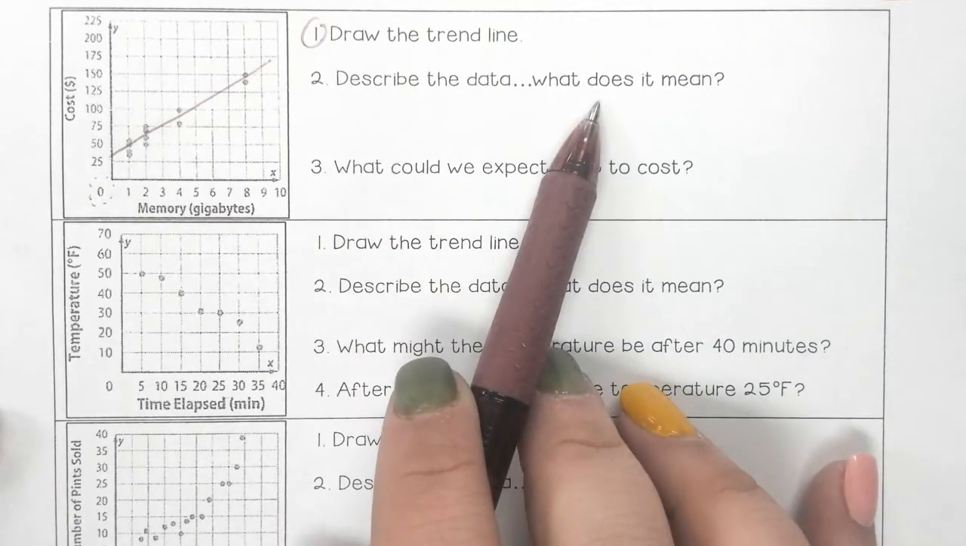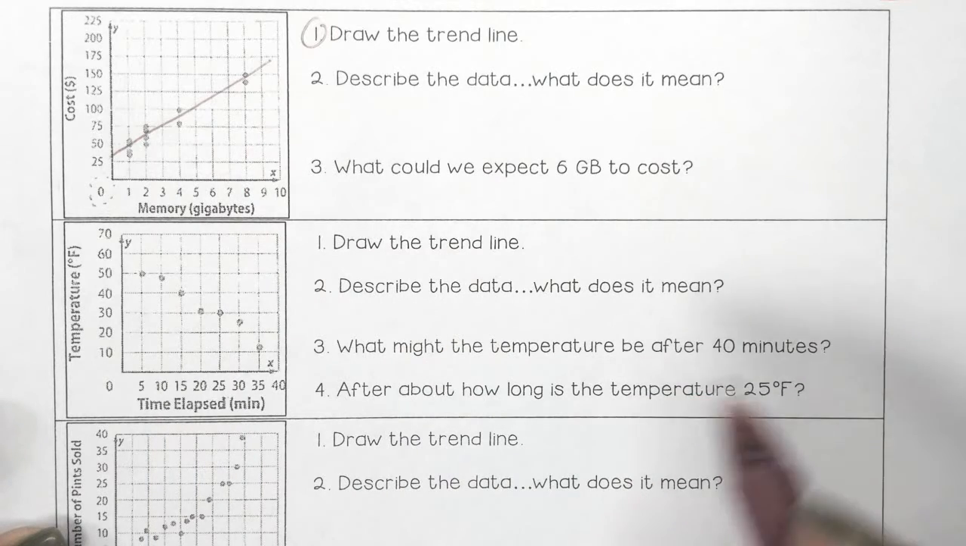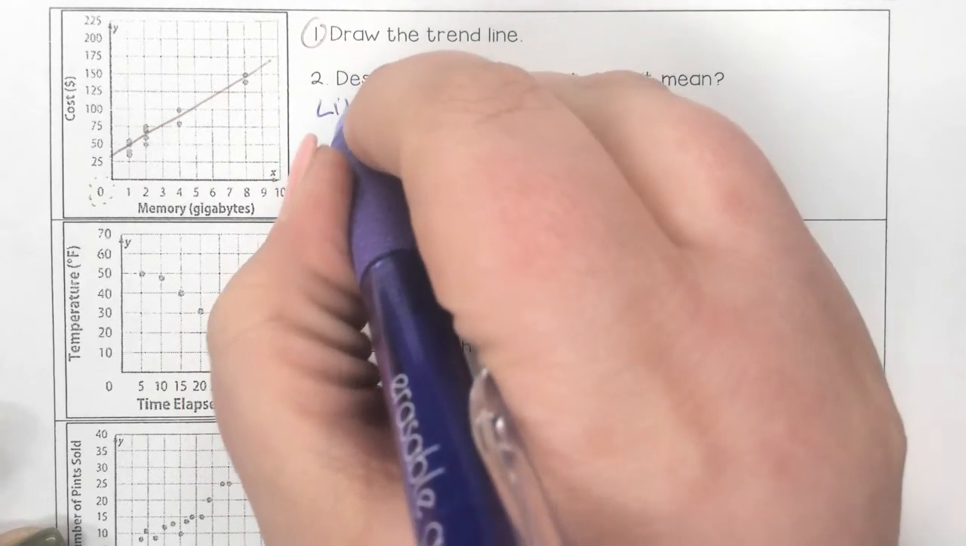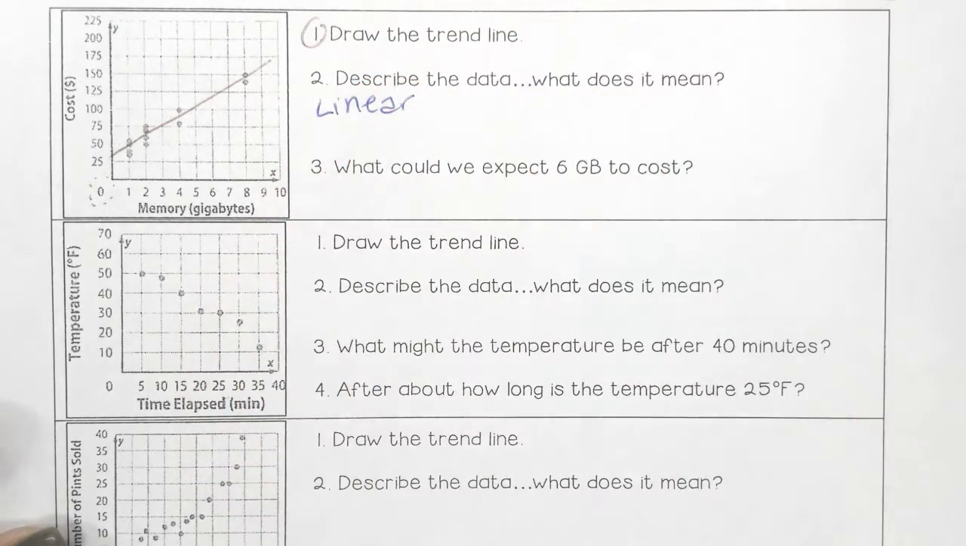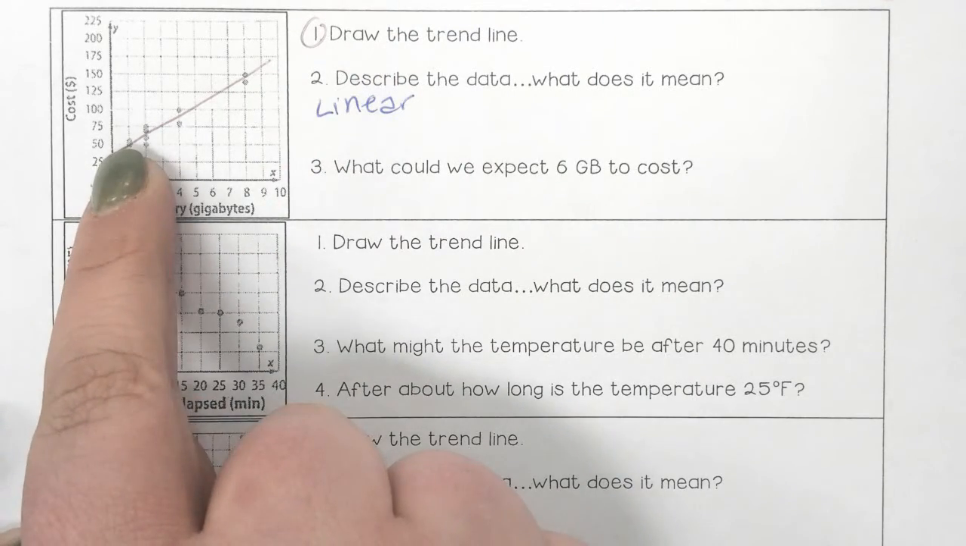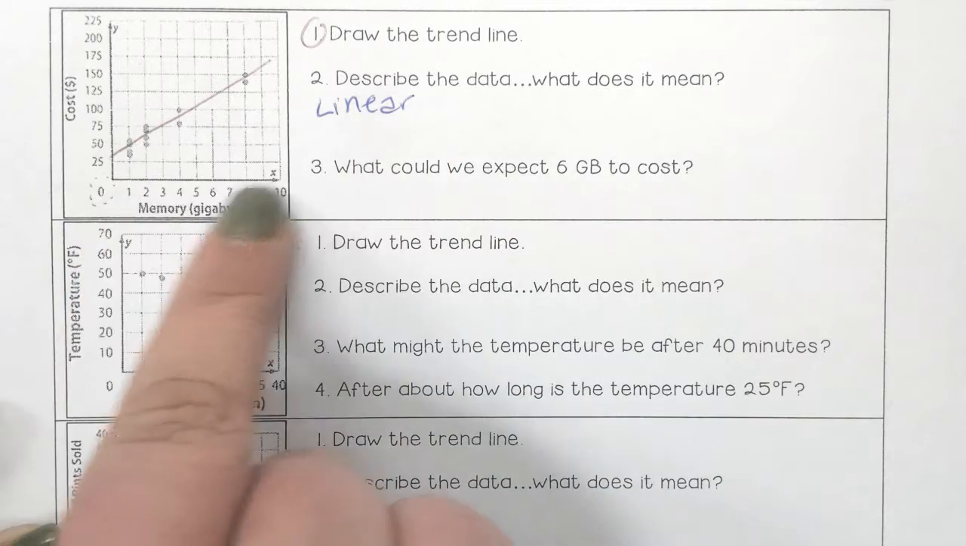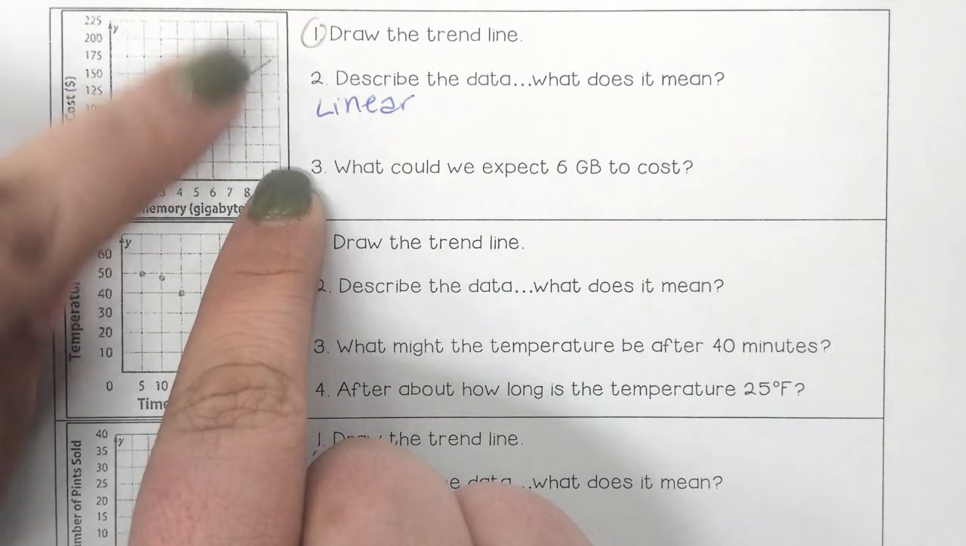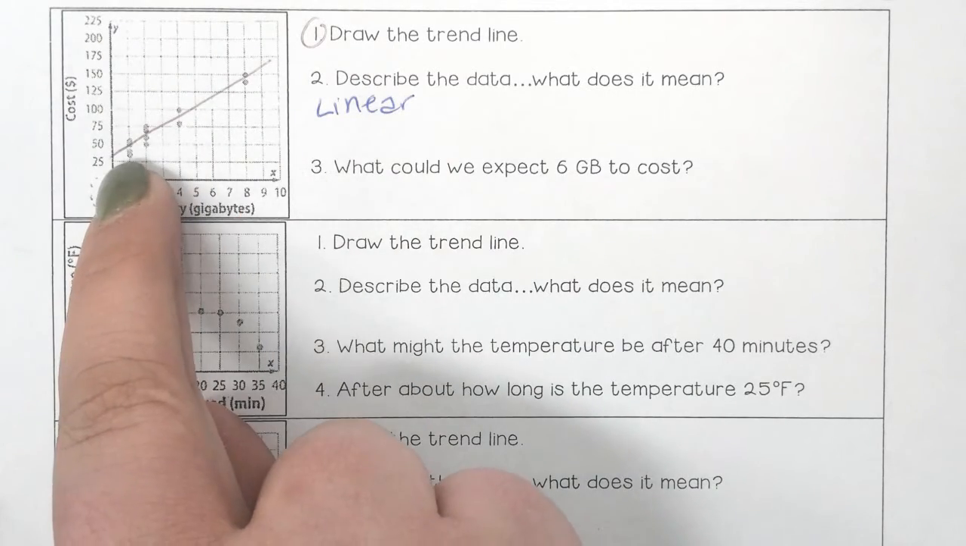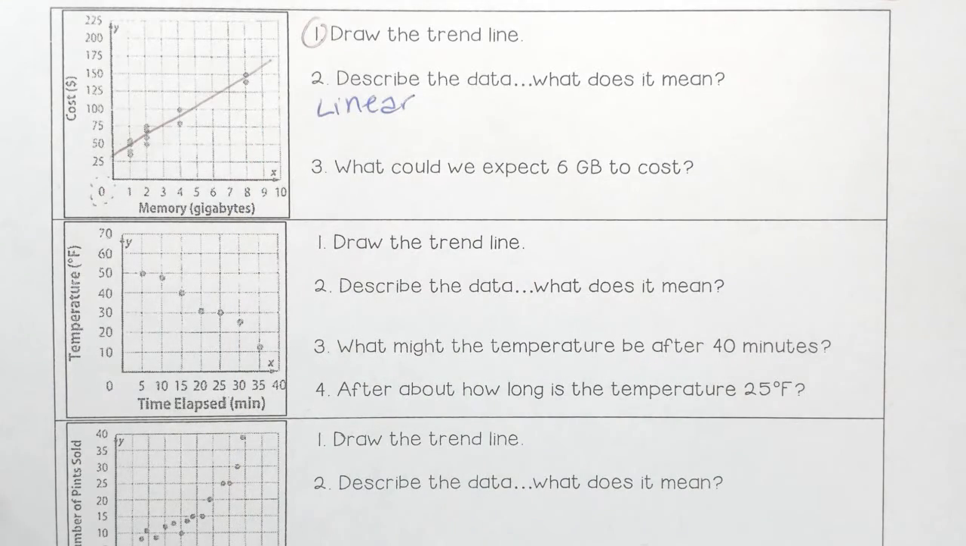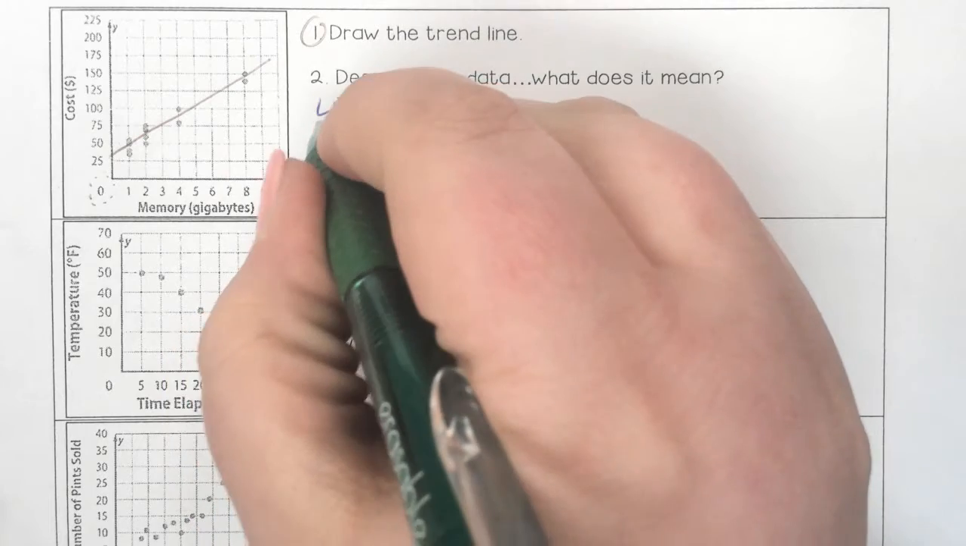So when I describe the data, this is a straight line. I can use the word linear. So I'm going to use linear. Okay, and then this straight line, as it goes to the right, as x increases, y's also get bigger. So this trend line has a positive slope, so I can say that this has some positive correlation as well.